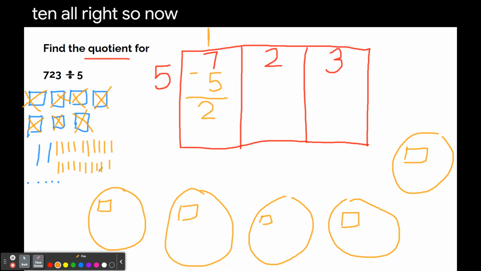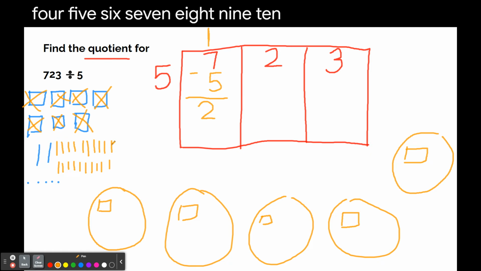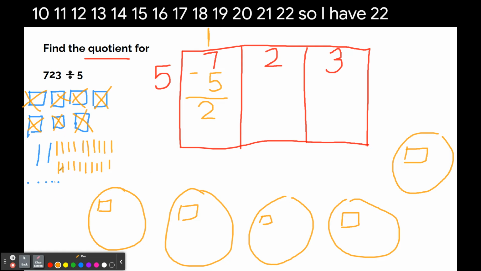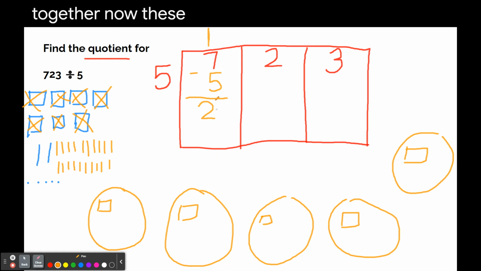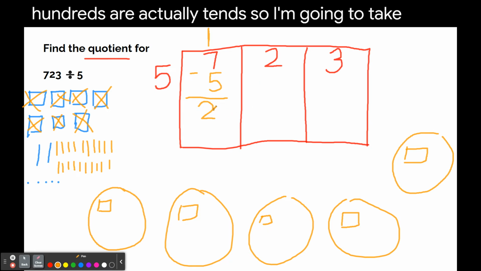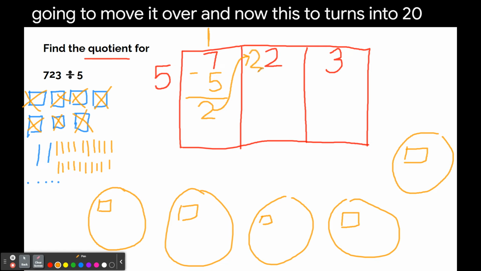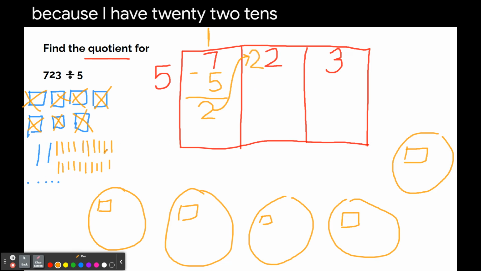All right, so now all together, I have 1, 2, 3, 4, 5, 6, 7, 8, 9, 10, 11, 12, 13, 14, 15, 16, 17, 18, 19, 20, 21, 22. So I have 22 tens altogether. Now, these 200s are no longer hundreds, they're actually tens. So I'm going to take this 2, move it over, and now this 2 turns into 22 because I have 22 tens. Now I have to see how many times I can split 22 into 5 groups.